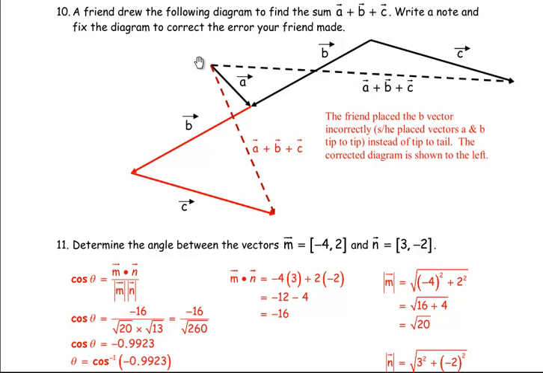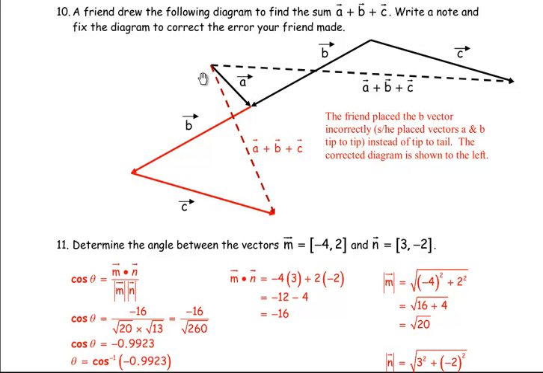So notice that here's A, and then there's the vector B, but they actually have them placed tip to tip instead of tip to tail. So that's my note here: the friend placed the B vector incorrectly. She placed the A and B vectors tip to tip instead of tip to tail.